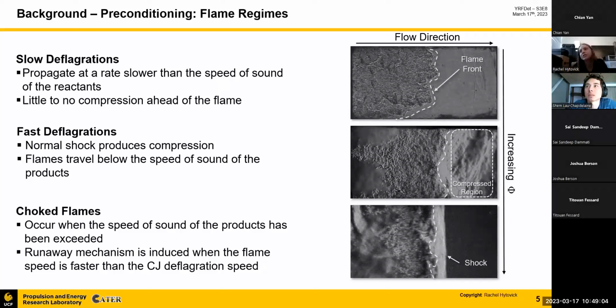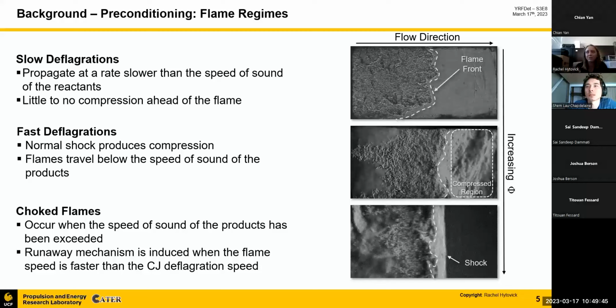So for the slow deflagrations, it would not be the turbulent flame speed, but the flame speed itself. So just the movement of the flame, not in respect to how it's consuming the reactants. Those are propagating slower than the speed of sound of the reactants. So most of the time there's no shock present. Sometimes there is, but that's when you're getting on the border of the two. When I talk about slow deflagration, I'm just talking about any flame that's moving slower than the speed of sound of the reactants.